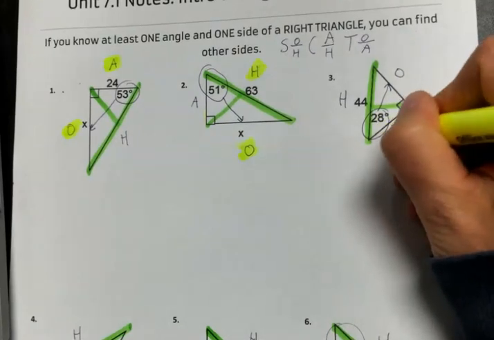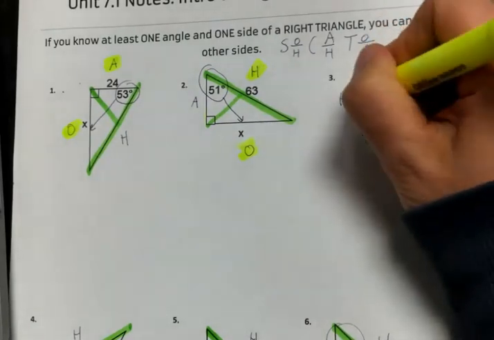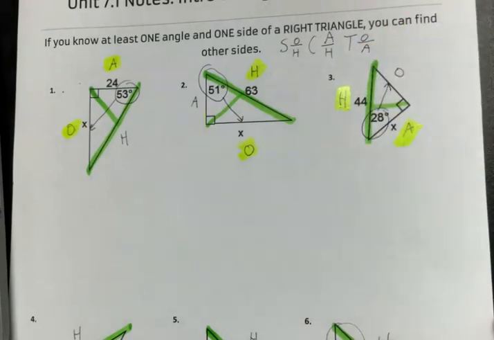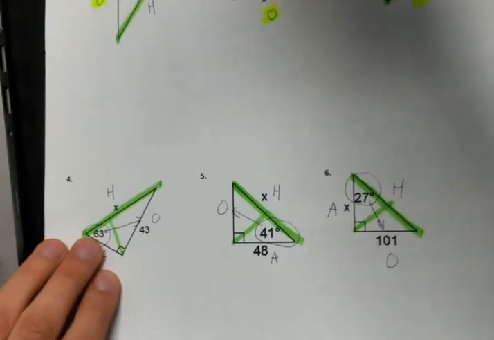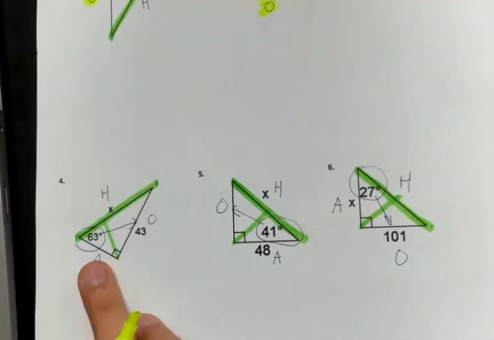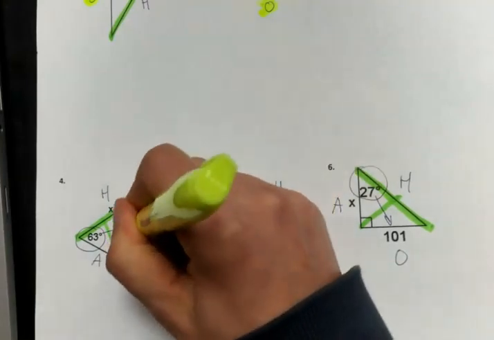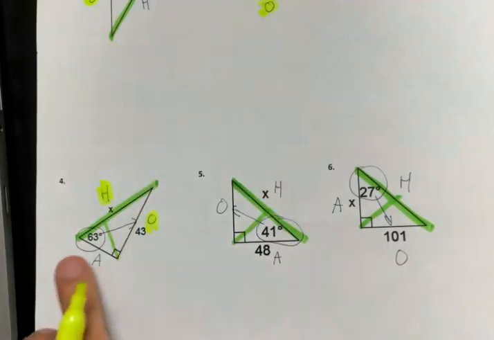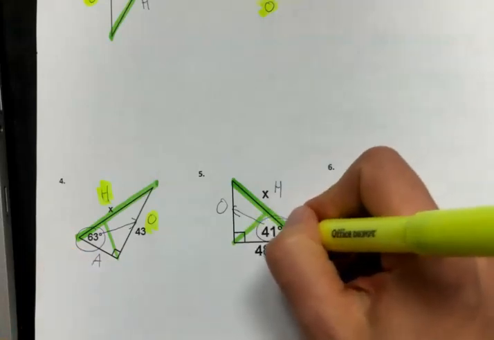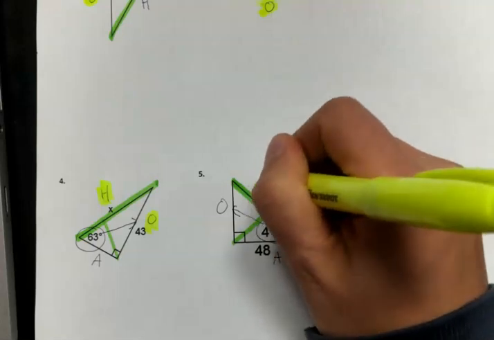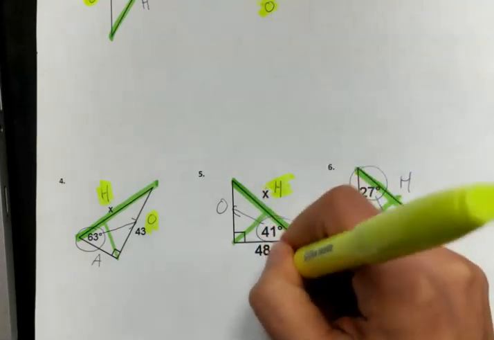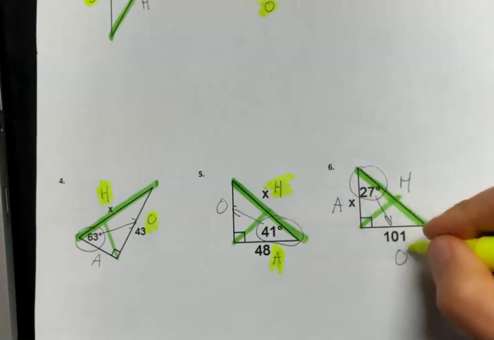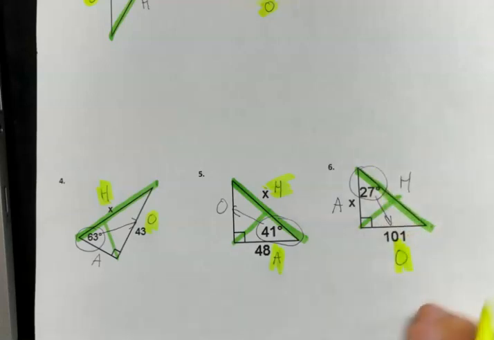Okay, here, this triangle, my A has something on it, and my H has something on it. Here on this triangle right here, my O has that 43 on it, and my H has that X on it. A has nothing on it. It's completely blank. Okay. Here, my O is completely blank. My H has that X on it, and my A has that on it. And then here, my O has something on it, and my A has something on it.